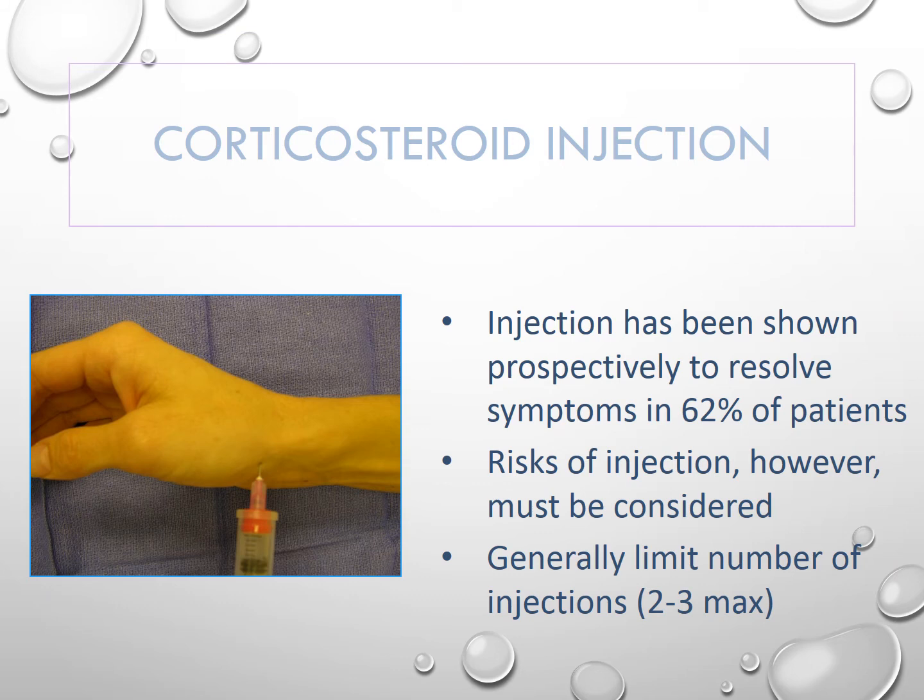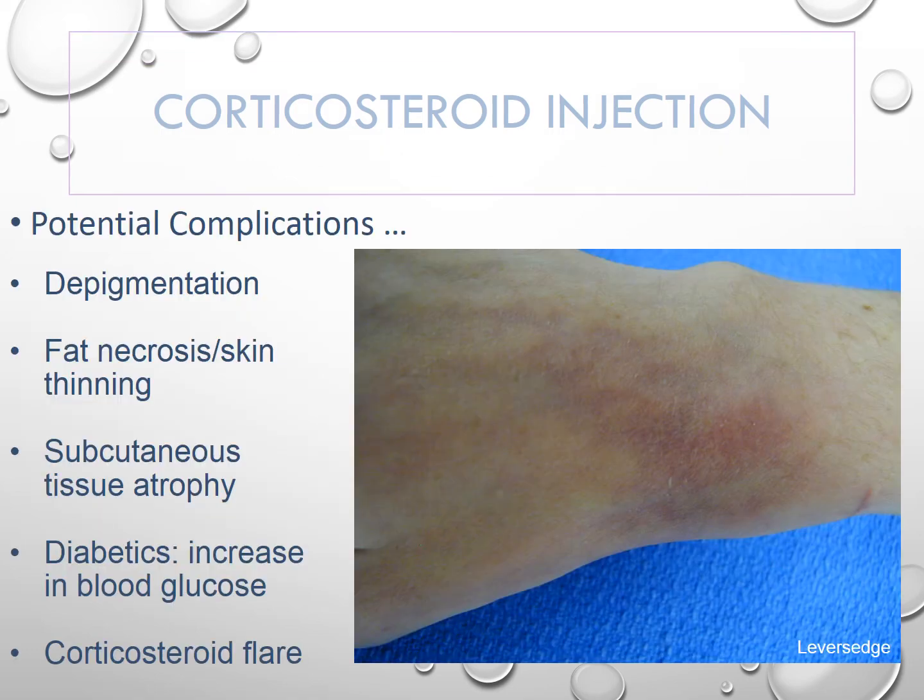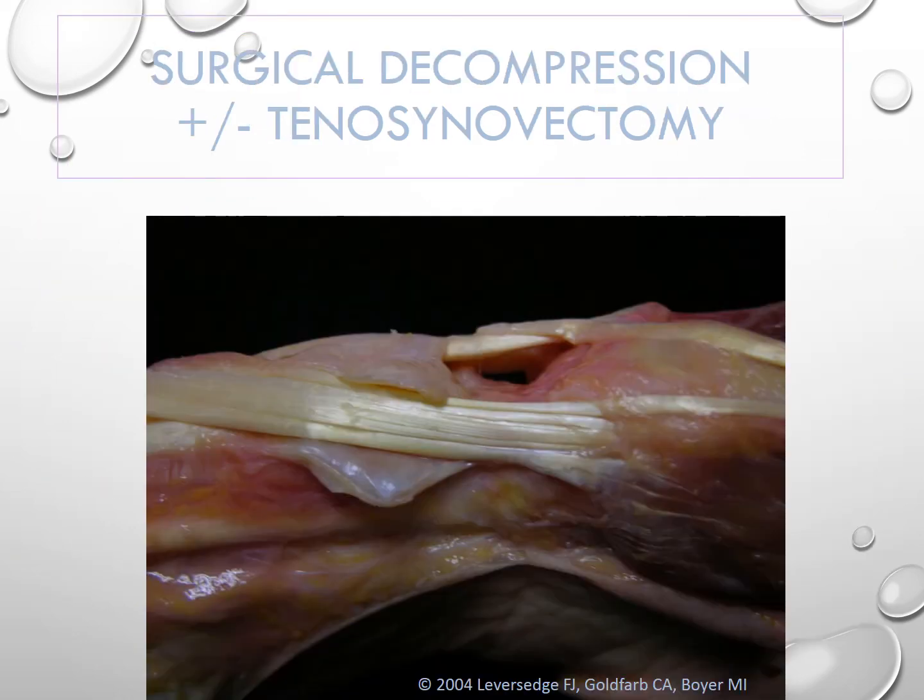Steroid injections have been shown to resolve symptoms in 62% of patients. However, it is important to consider the risks. Generally, you limit to about 2 to 3 injections. Potential complications include depigmentation, fat necrosis or skin thinning, and subcutaneous atrophy. In diabetics, you can increase blood glucose for 5 to 6 days, and there's corticosteroid flare.